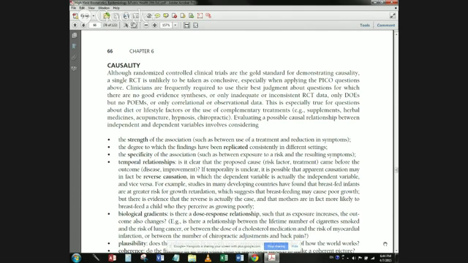Biological gradients. Is there a dose response relationship such that as exposure increases, the outcome also changes? For example, is there a relationship between the lifetime number of cigarettes smoked and the risk of lung cancer, or between the dose of a cholesterol medication and the risk of myocardial infarction, or between the number of chiropractic adjustments and back pain?